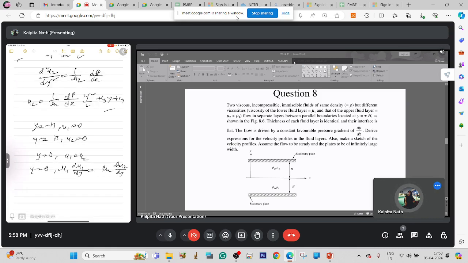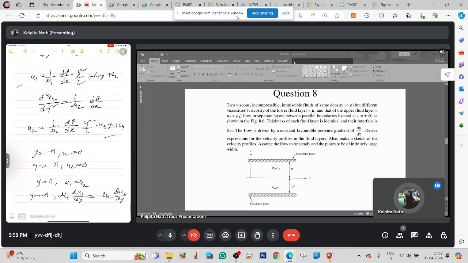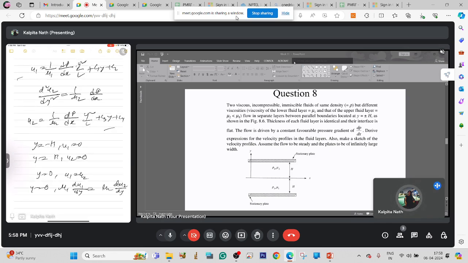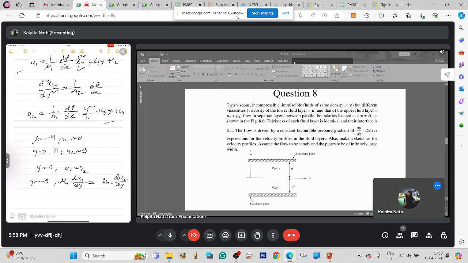The last is the continuity of shear stress. From the boundary conditions at y equal to minus h, u1 is equal to 0, and at y equal to h, u2 is equal to 0, we get C2 and C4. I'm just writing it down. C2 equals C1 h minus 1/mu1 dp/dx h²/2, and C4 we got as minus C3 h minus 1/mu2 dp/dx h²/2.